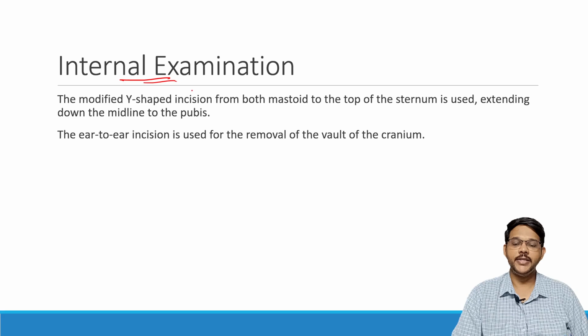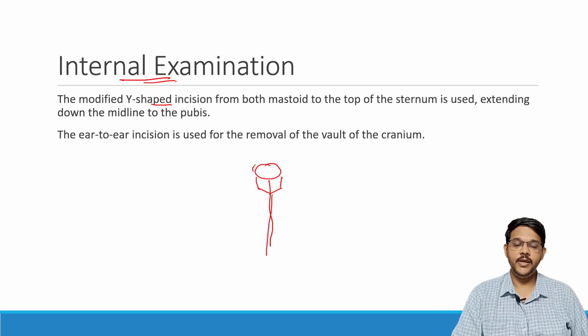Then you go for internal examination. Internal examination is done by a modified form of incision. A modified Y-shaped incision is preferred. It starts from the mastoid process on both sides, near the midclavicular joint. Then from the midclavicular joint it goes to the sternum, then from the sternum in the midline to the pubis. That is how the incision is done.